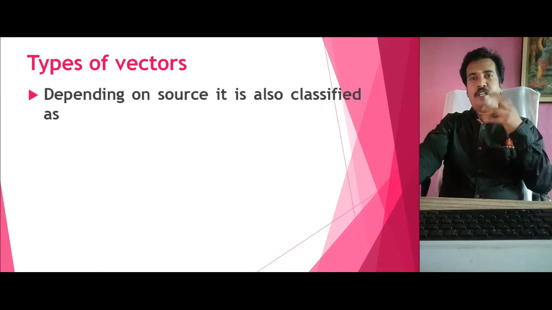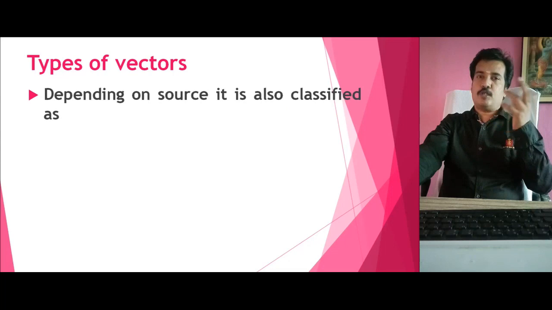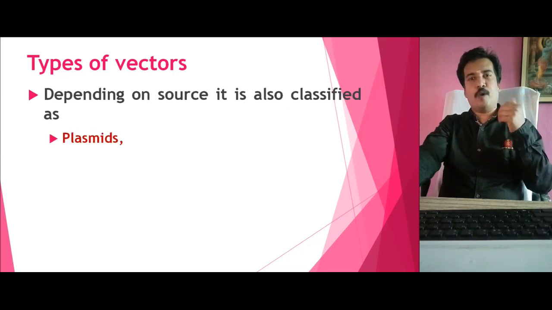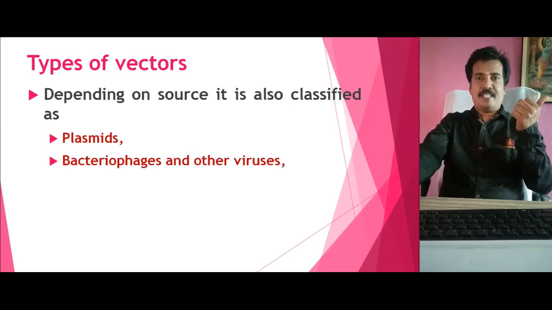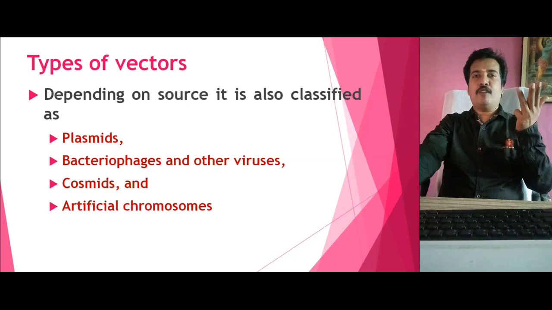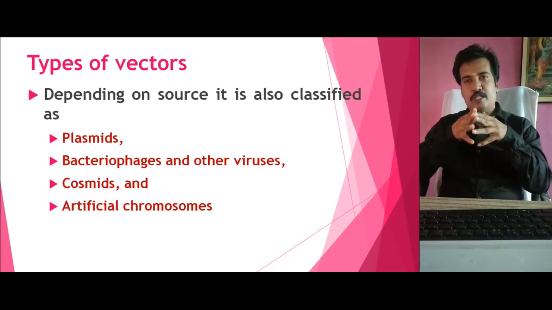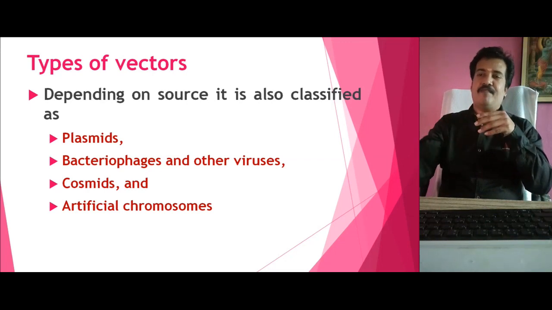What are the different types of vectors based on the source? We can classify them into one, the plasmid. Second is the bacteriophage or other viral vectors. Third is the cosmid, and fourth is the artificial chromosomes. Today we are going to study in depth the plasmid vector.